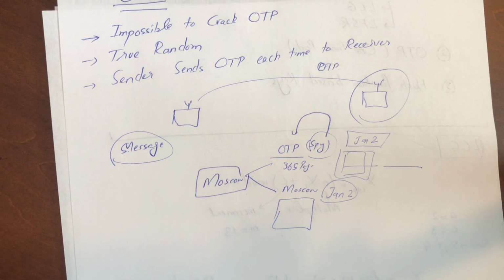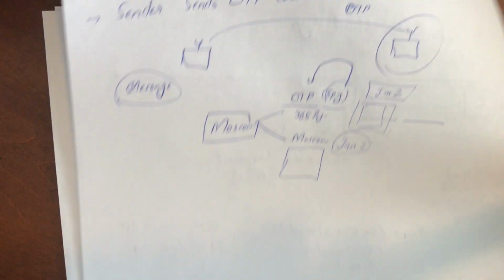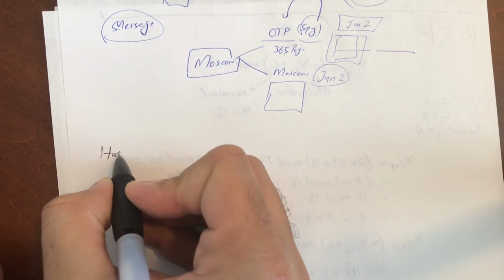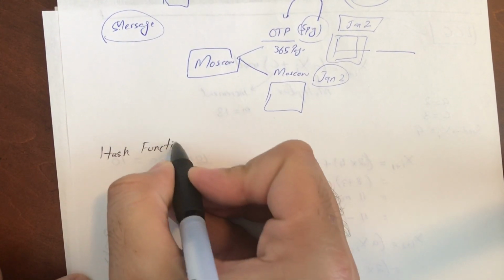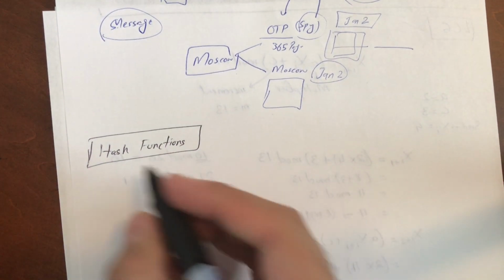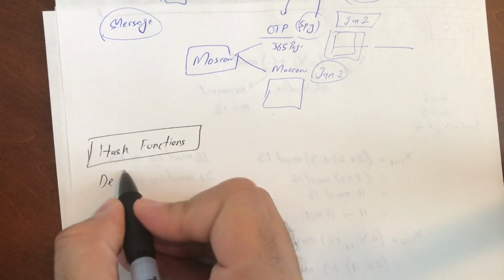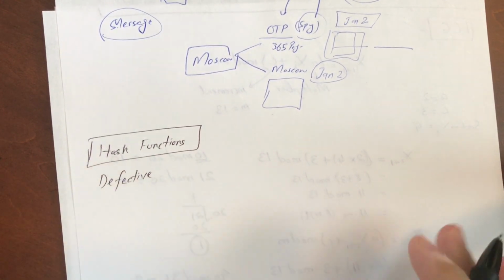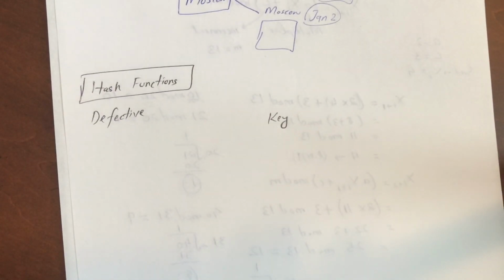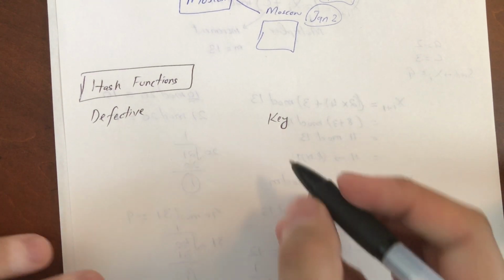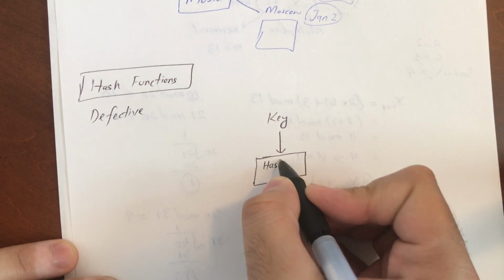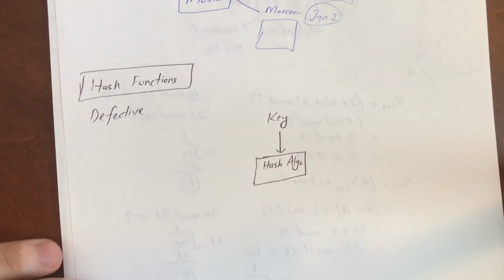The last scheme to generate the key stream is hash function based key generation. Initially, when we started using hash functions to generate a key, there was a defective scheme. For example, this is a key. Two parties have the same key at the start. Besides the key, they also share a hash algorithm, for example, SHA-1 or any kind of hash algorithm.